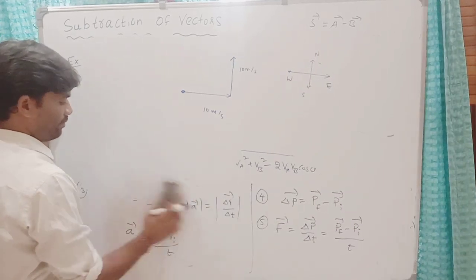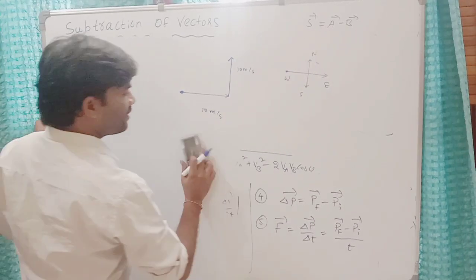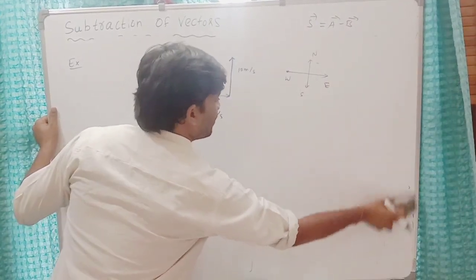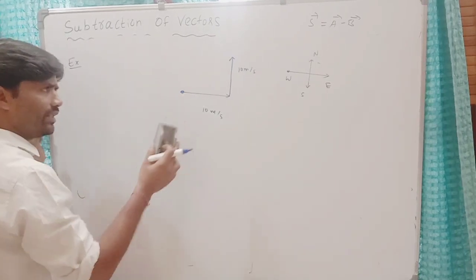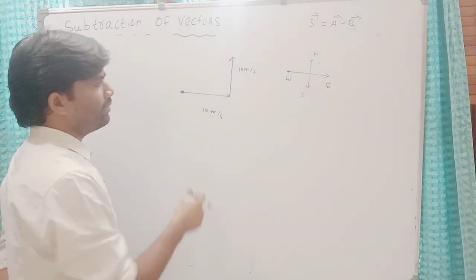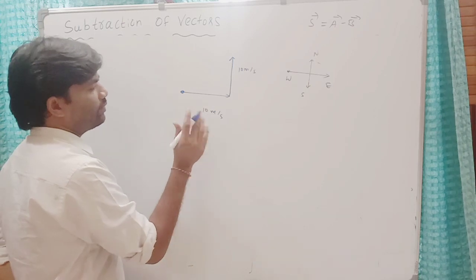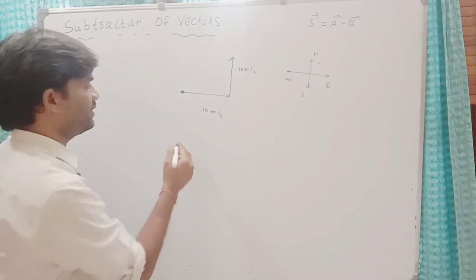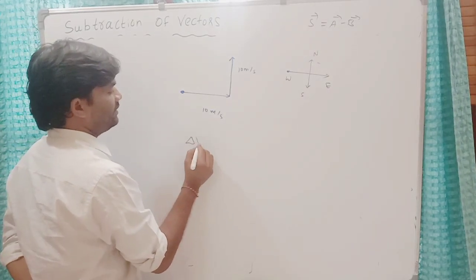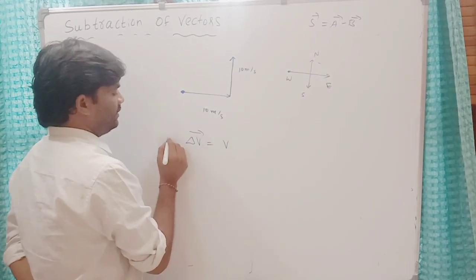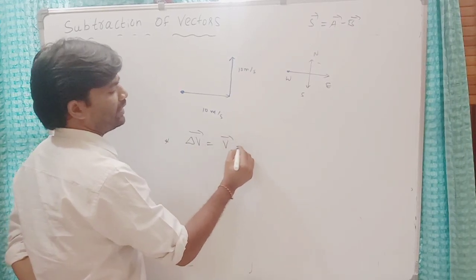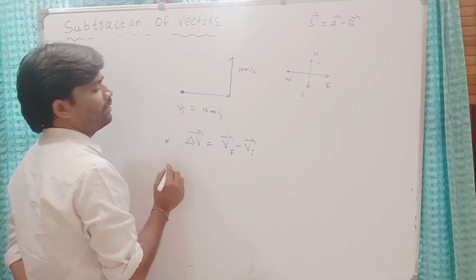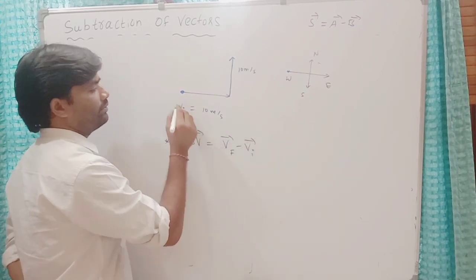Change in speed is 0, but change in velocity is not 0, because velocity depends on both magnitude and direction. Magnitude is not changing. Change in magnitude is 0, but the direction is changing. That is why there is a change in velocity. Velocity change is not equal to 0. Let us say this is equal to the change in velocity, the final velocity minus initial velocity. What is initial velocity? Vi is 10, but required is Vi bar with direction.